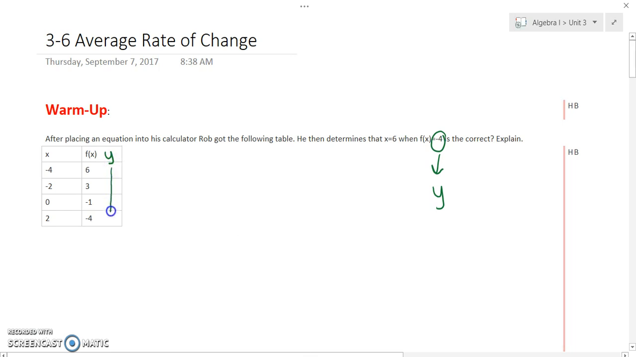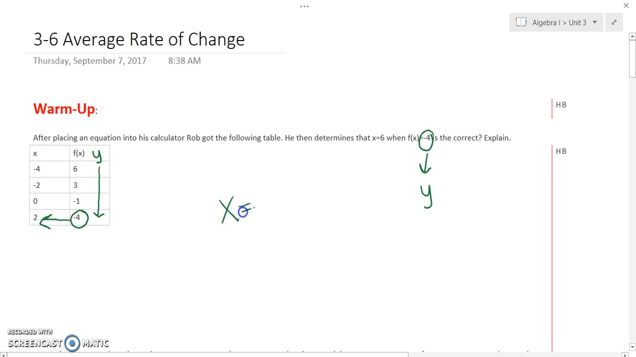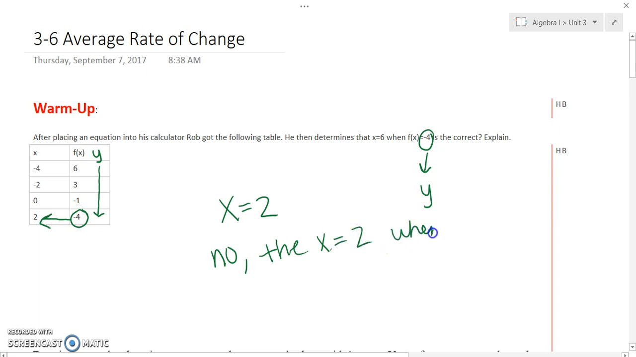If I go down the list, y of negative 4 is right here. So what is our x? Our x should be 2. So is he correct? No. He is not correct. And you must state that the x is 2 when y equals negative 4.